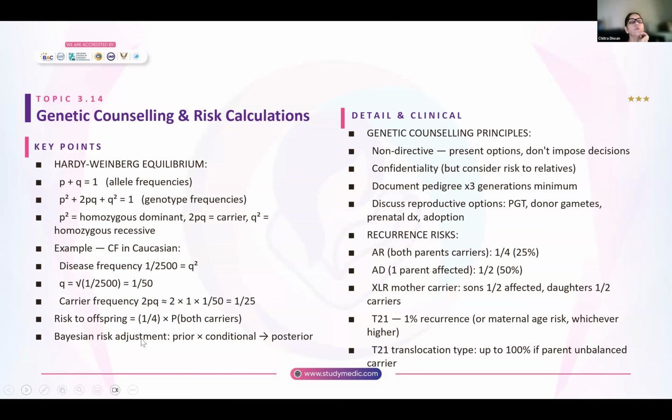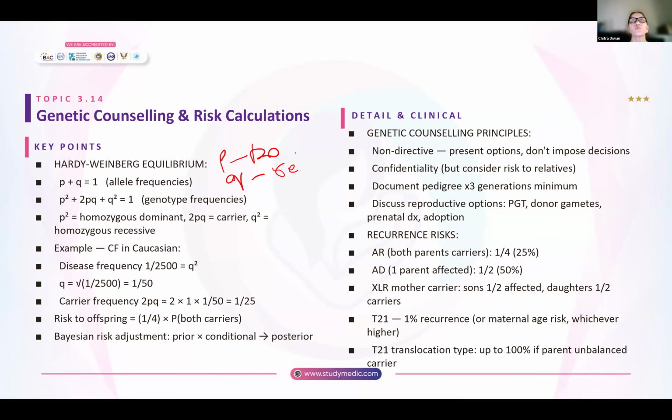Now, coming to the Hardy-Weinberg equilibrium. You will not usually be given these types of problems in the exam. At least I have not seen, but you should know a little bit about that. So what is this Hardy-Weinberg equilibrium and equation? The p plus q is to know the allele frequencies. We know that for any gene, there are two alleles, p and q. p is said to be the dominant allele and q is said to be the recessive allele.